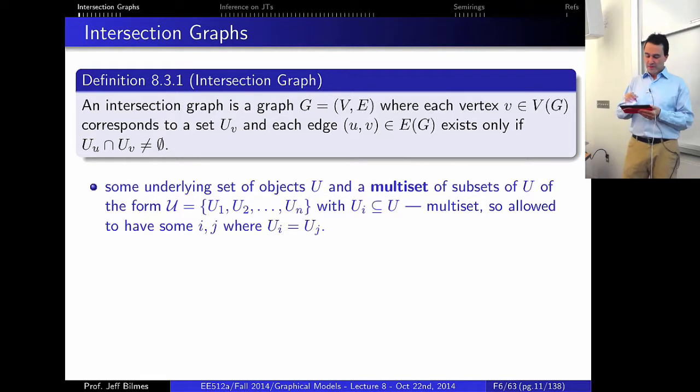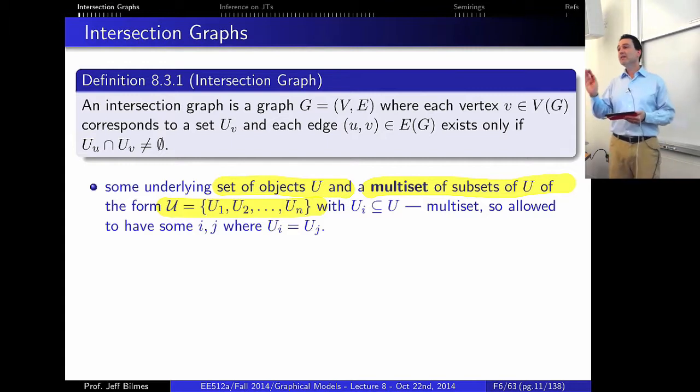So that means that there's some underlying set of objects, U. So U is like everything. We can call this a ground set. And there's a multi-set of subsets of U of the following form. So it's script U, which is U1, U2, up to UN.